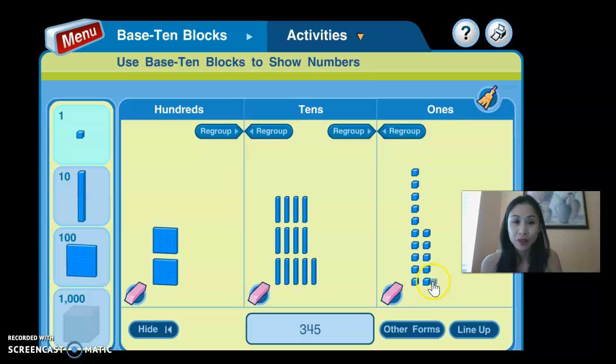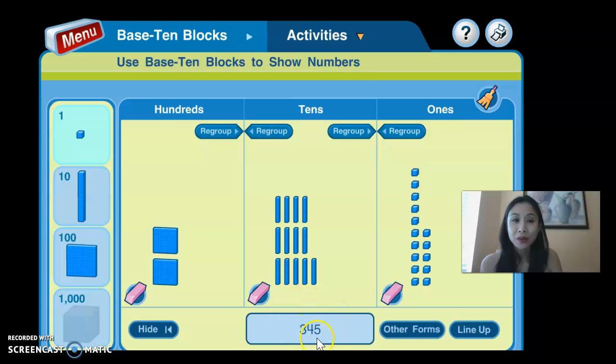We have 15 units. How many rods do we have here? 1, 2, 3, 4, 5, 6, 7, 8, 9, 10, 11, 12, 13. Did I count that wrong? 8, 9, 10, 11, 12, 13. Okay, 13 rods and 2 flats. If I add all these pictures up, it is still equal to 345. Do you see that down there?